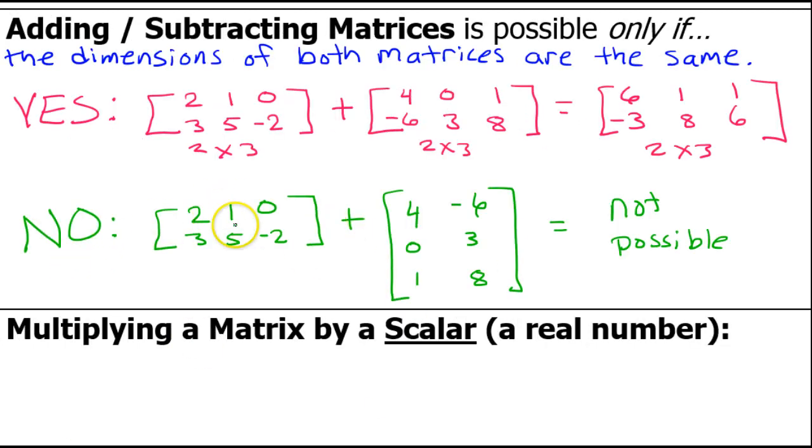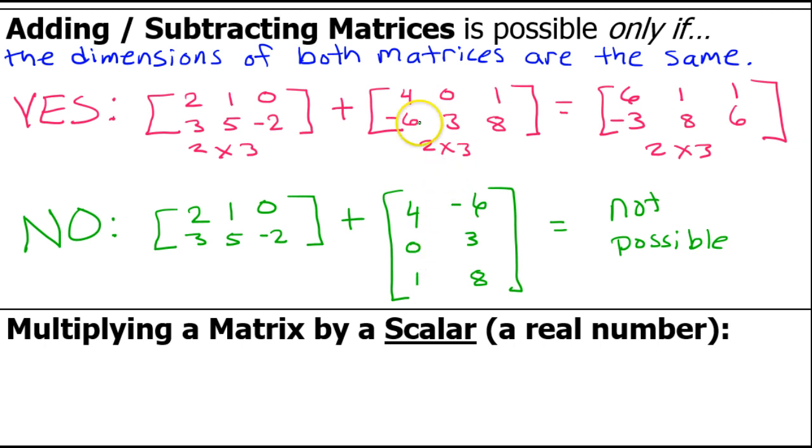No, you cannot add this matrix and this matrix. Look how similar they are. The first matrix is absolutely the same. The second matrix is the transpose of the first matrix. All right, I'm practicing that vocabulary.